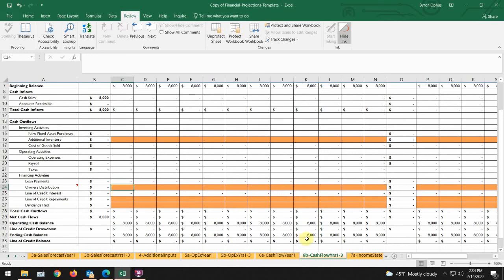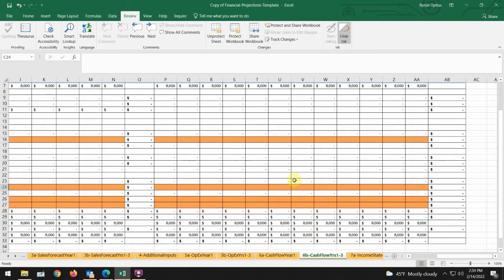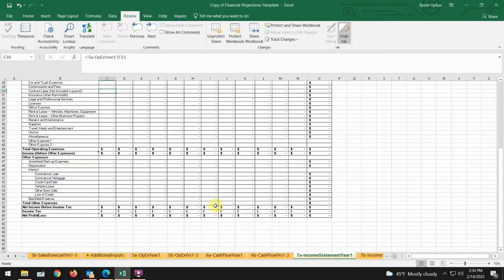Make sure that you're not getting a line of credit that's growing. Then we might have some problems. So years 2 and 3, though, make sure you do that. Make sure you get the owner's distribution all the way through that. Okay. Income statement, just check.